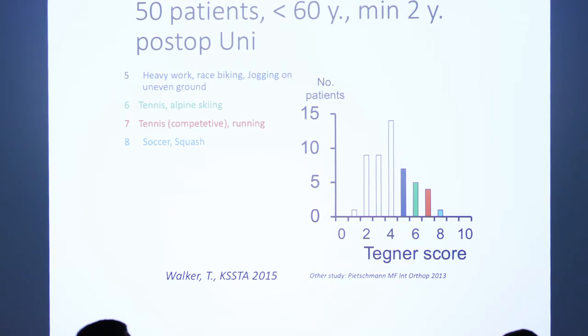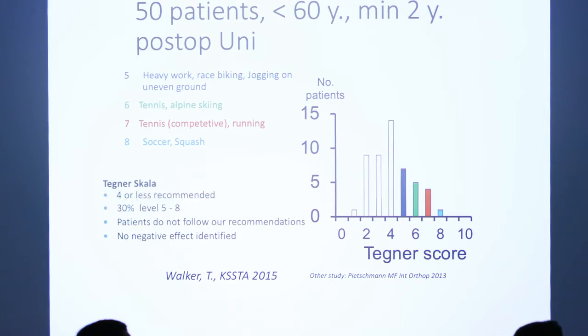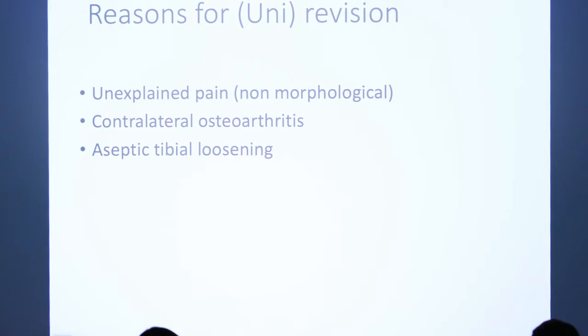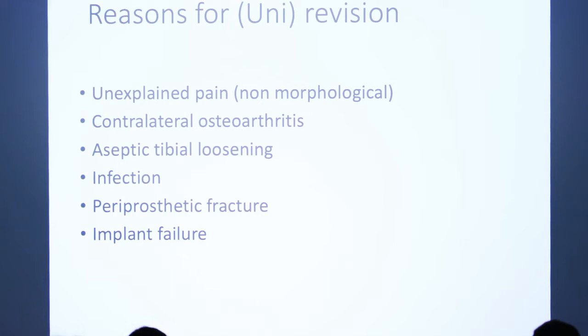So what remains basically is the metaphyseal deformity of the patient. So, revisions for uni, but also reasons for revisions for uni, but also for high tibial osteotomies. Well, we looked up the data from the Oxford group, and they of course always complain about being blamed that the surgery is more often revised in comparison to a total knee reconstruction. So looking now, the reasons for that are unexplained pain, contralateral osteoarthritis, aseptic loosening, infection, fracture, or implant failure.